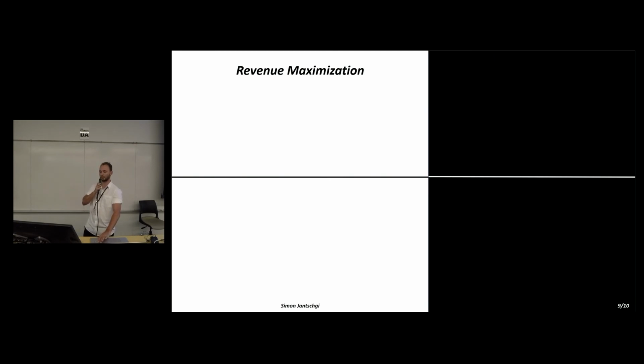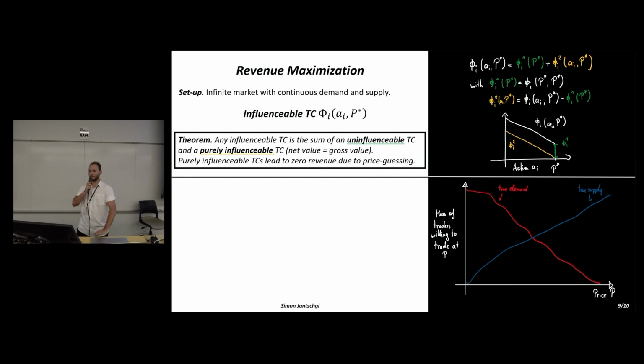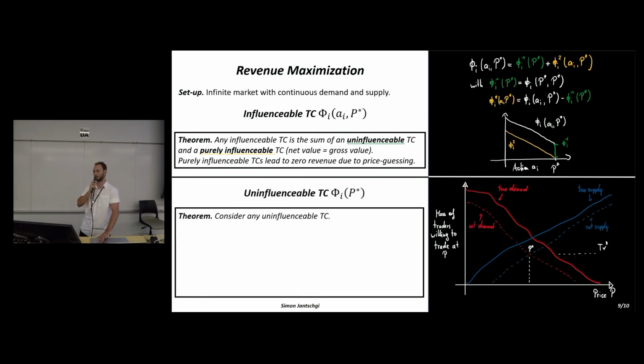And now we'll actually look at revenue maximization in a very quick way. We can show that an influenceable transaction cost can always be decomposed into an uninfluenceable one, because influenceable could also be spread plus constant. And what we find is that, with this decomposition, a purely influenceable transaction cost, like a spread fee, where you can be completely truthful, will always lead to zero revenue due to price guessing. So we can look only at how uninfluenceable costs influence the revenue. And I will just show this very quickly.